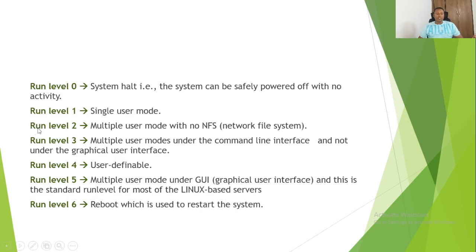The next run level is run level 2. It means multiple user mode with no NFS, network file system. It means multiple users can log in at a time, but there is no network access. So if you have some file on an NFS server and you are logged in with run level 2, you cannot access that NFS or network file system.